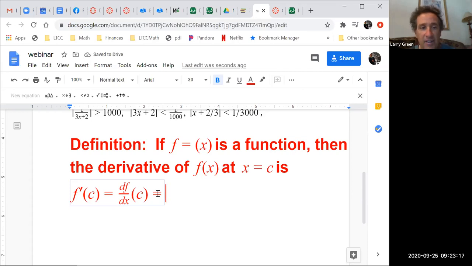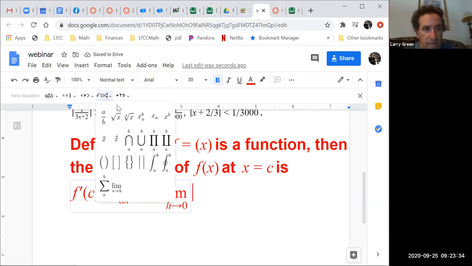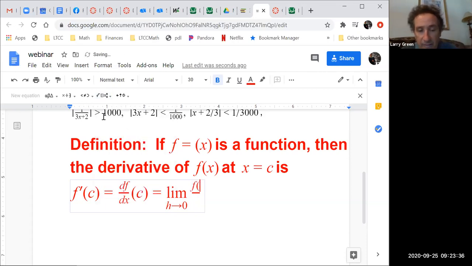Okay, and here's the big definition. It is the limit as h approaches 0 of f of x plus h minus f of x, all over h.